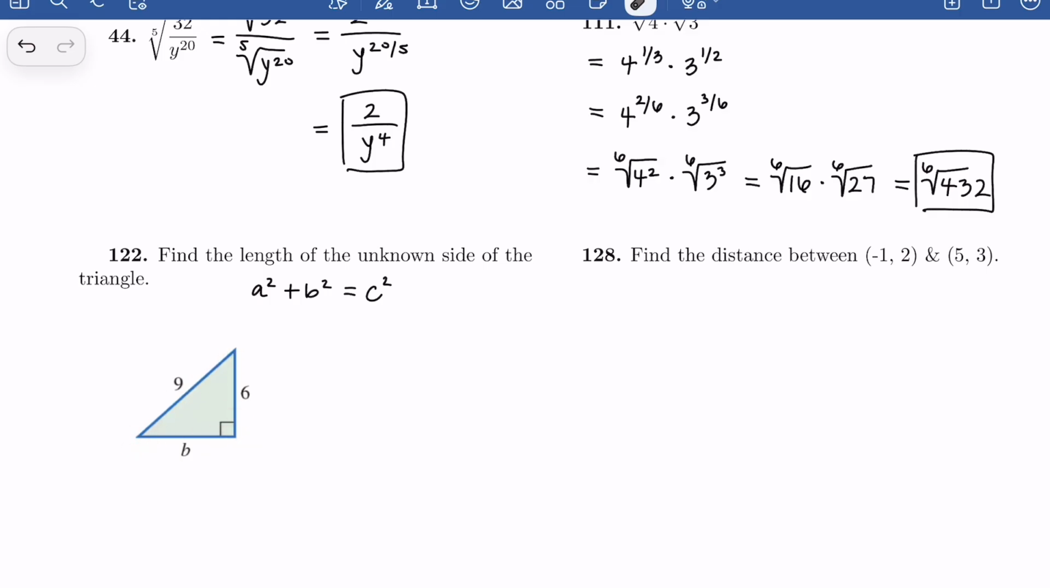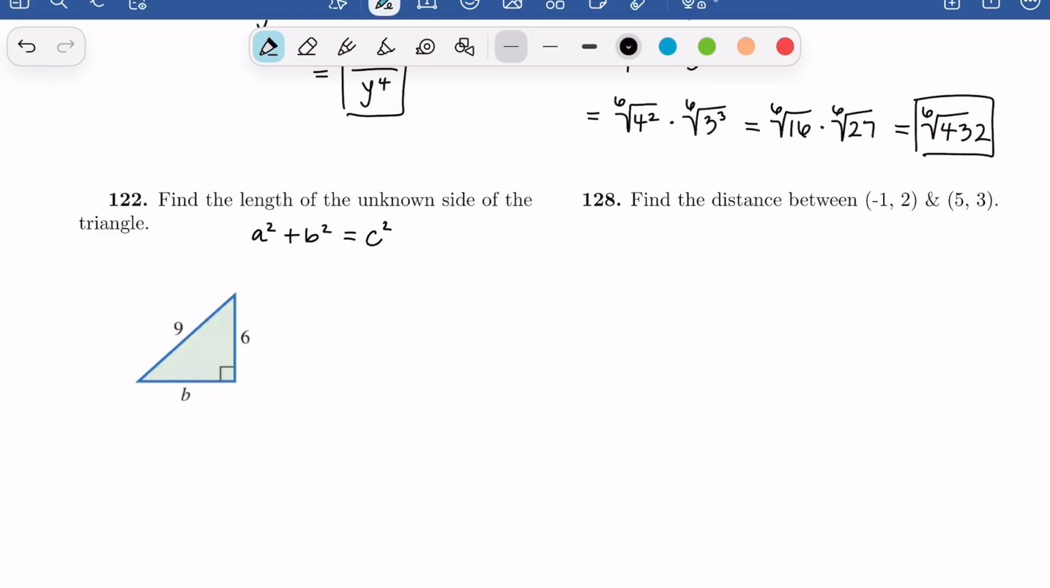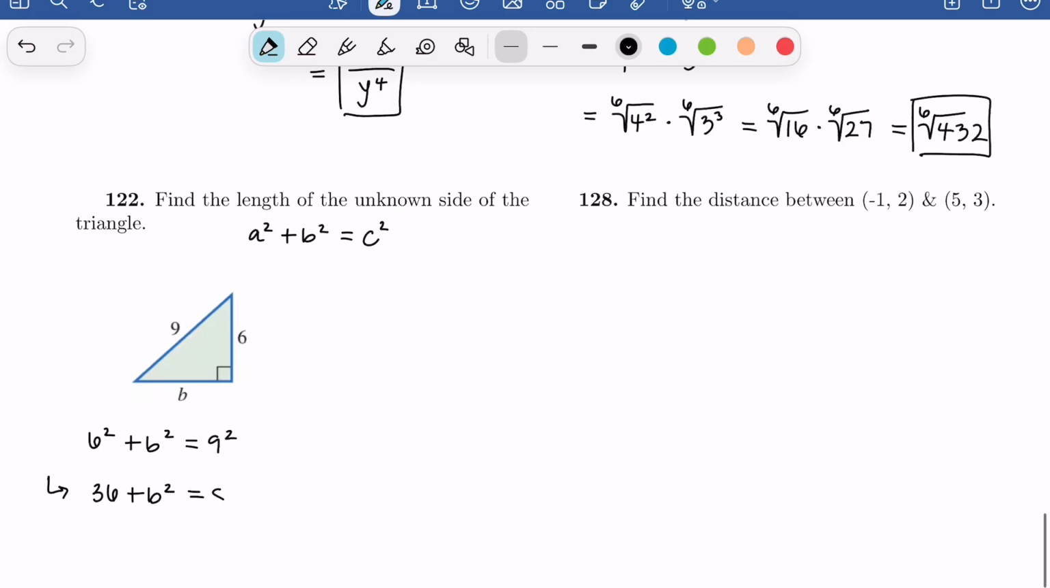Okay, so this is our standard Pythagorean theorem. What we want to do is find the length of the unknown side B here. So we have our A and our C. We're going to plug in our values for A and C. We're going to have 6 squared plus our unknown B squared is equal to our C squared, which was 9 squared. This is going to give us 36 plus b squared is equal to 81.